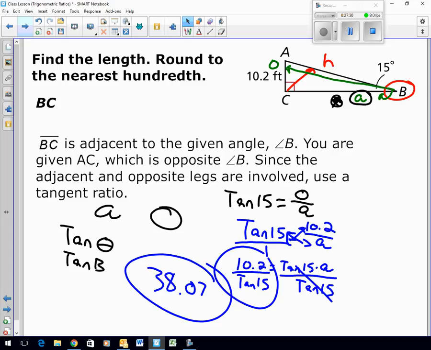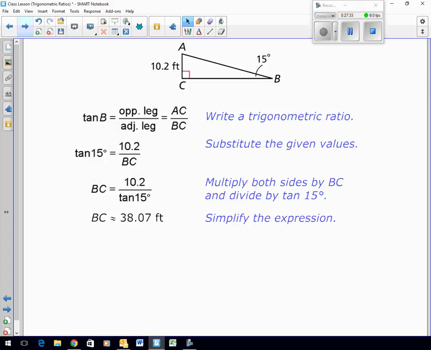Sure. Give me just a second. I'm going to do it in a different problem, okay? All right. 38.07.